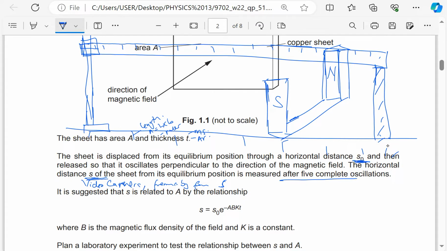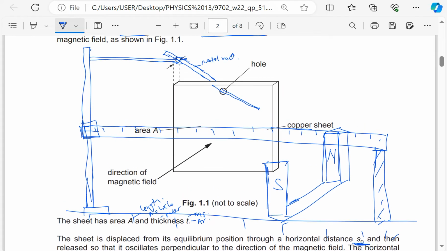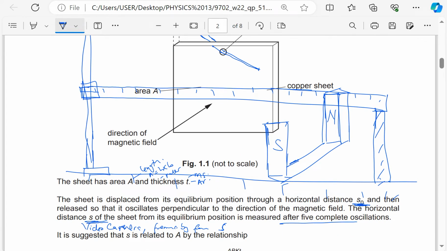But remember, S naught should be constant. And how will I make S naught constant? For S naught to be constant, I need to always ensure that one edge of the sheet is always aligned with a fixed point. I'm going to put a vertical pin somewhere here, aligned with one corner of the sheet. This is a pin aligned with the corner for me to always measure S.